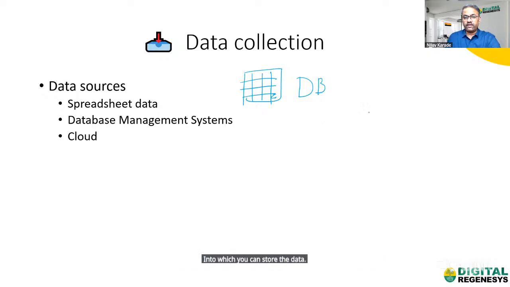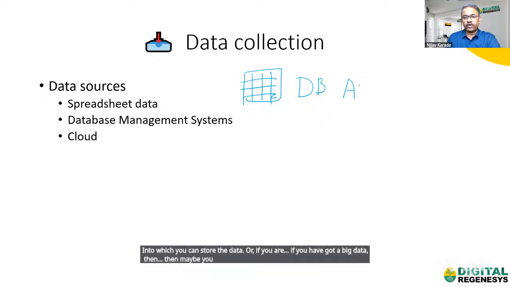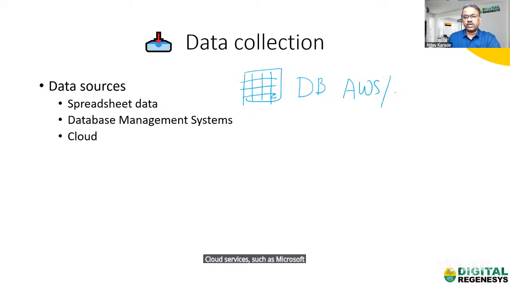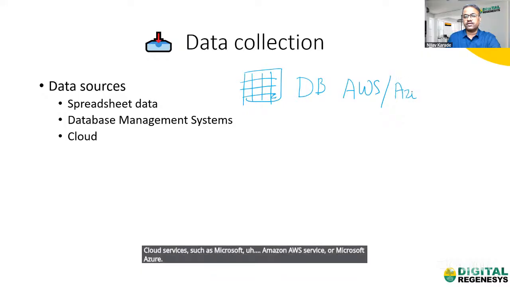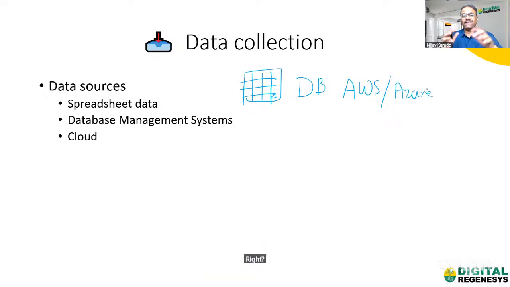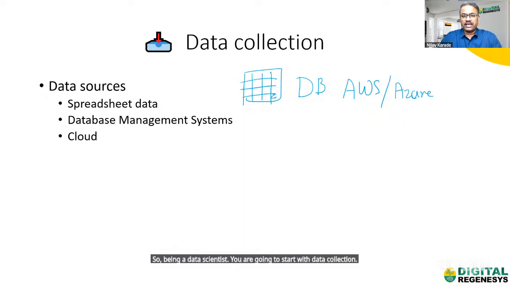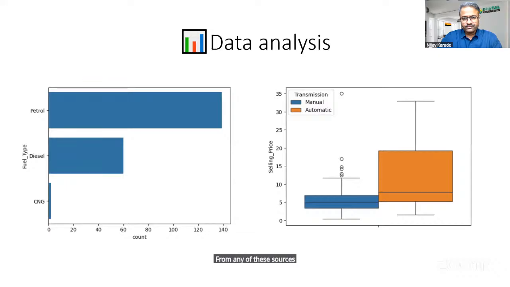Or if you have got a big data, then maybe you can go for cloud services such as Amazon AWS service or Microsoft Azure, right? So these are the various mediums to store the data. So being a data scientist, you are going to start with data collection from any of these sources. Then next step is to perform data analysis.